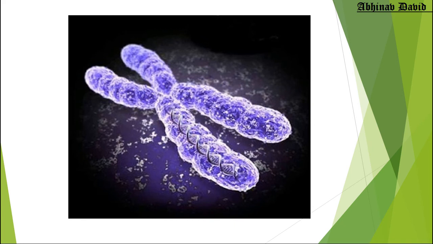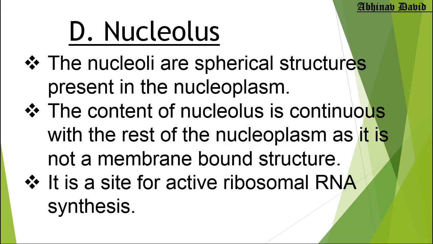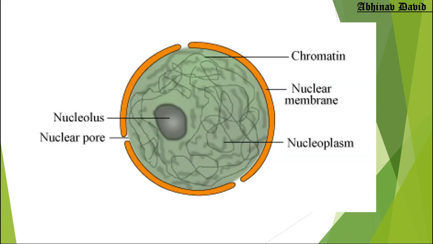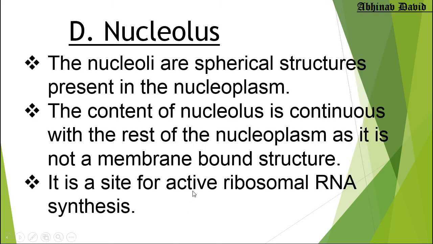Okay, now let us move to the next part, and that is the last part of the nucleus, that is the nucleolus. Now many students don't write the correct spelling of nucleolus, so you should know and learn the spelling of nucleolus. So nucleolus is singular and nucleoli is plural. Okay, so nucleoli are spherical structures present in the nucleoplasm. As you can see in this diagram, they are spherical structures present in the nucleoplasm, and the content of the nucleolus is continuous with the rest of the nucleoplasm.